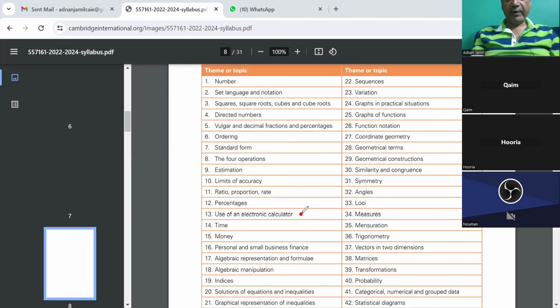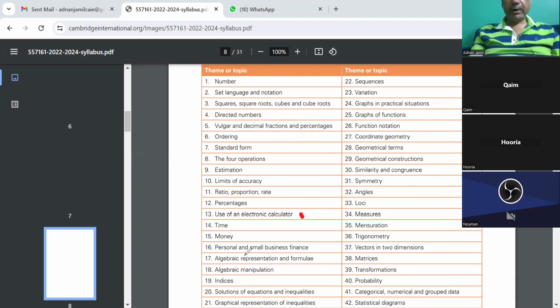Percentage, use of electronic calculator. This means that you have to take out the square. You know how to find out the squares, the square roots, solving fractions with the calculator. Of course, this will be related to paper two.